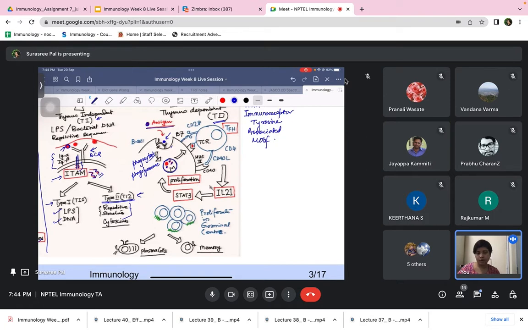And then what happens, this foreign peptide comes in contact with the MHC class 2 molecule. So this is an MHC class 2 molecule which will now form a complex with these foreign peptides, right? And now this MHC class 2 molecule will express this foreign peptide on its surface like this, right?